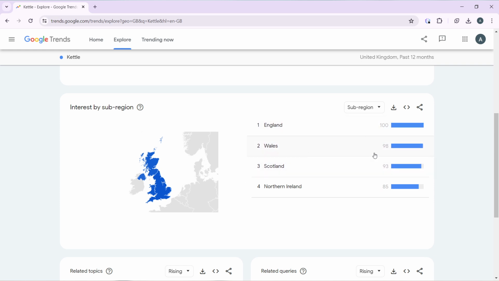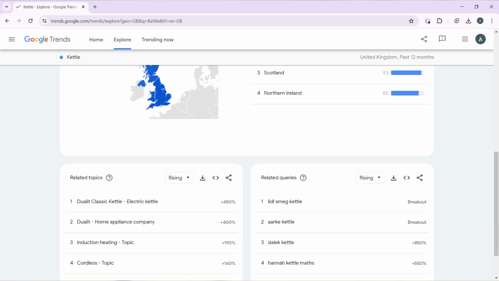So you can see the lowest is 85. That's the North Island, and you have England, Wales, Scotland. It's really, really high. That is even in sub regions. The lowest is 85. So it means that the interest rate is really high and everybody really needs a kettle.